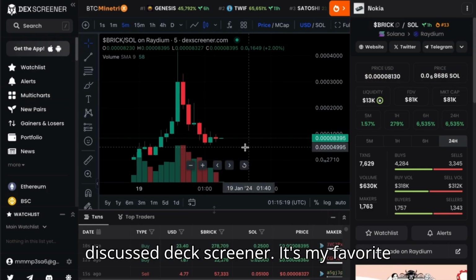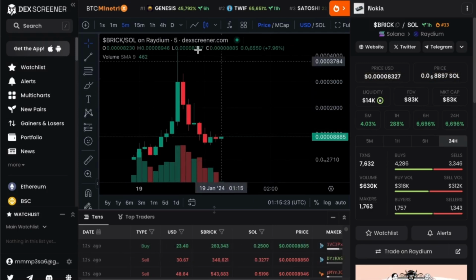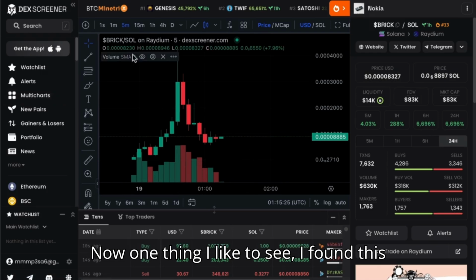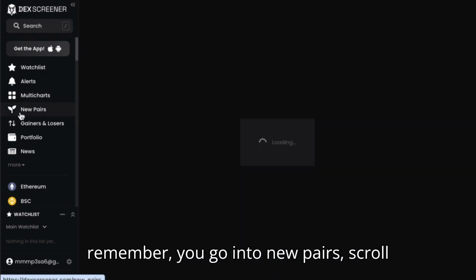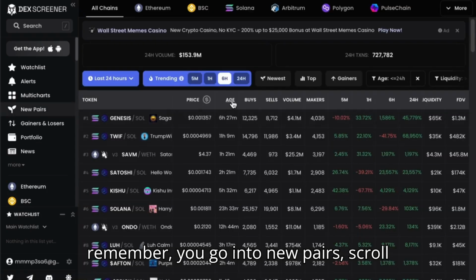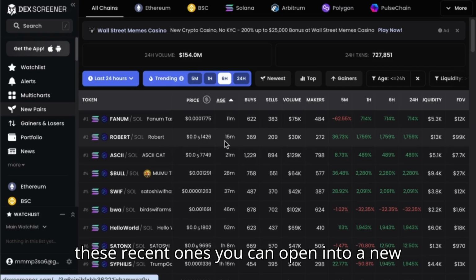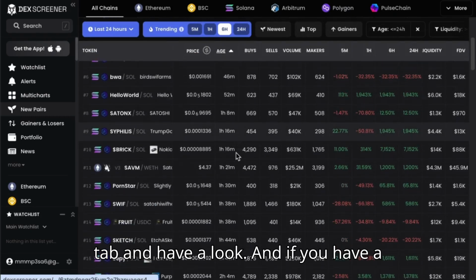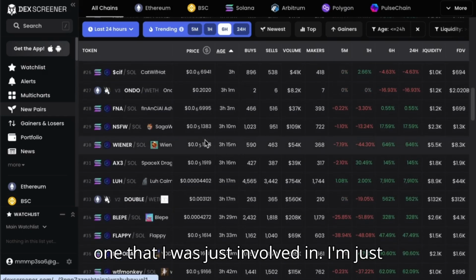We already discussed Dex Screener. It's my favorite tool. And this is where we are right now. Now, one thing I like to see, I found this one called brick/sol, and I found this on new pairs. So just remember, you go into new pairs, scroll by age, most recent, and any of these recent ones you can open into a new tab and have a look.